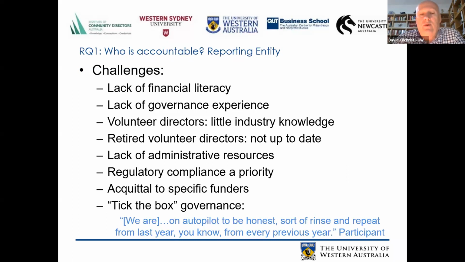Well, a number of things also came up in the roundtables that identified a number of challenges that prevent effective accountability and effective reporting by these organisations. And these came through in the other RQs as well. So they're fairly important issues that are really affecting the quality of financial reporting in these organisations and also the effectiveness of that financial reporting.